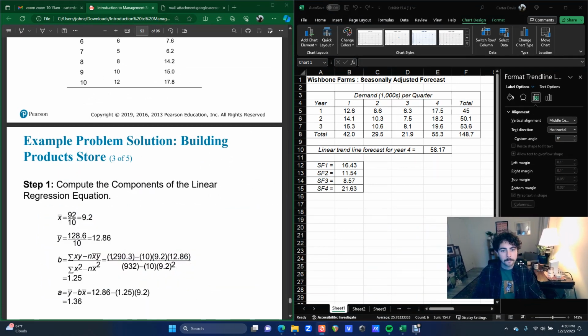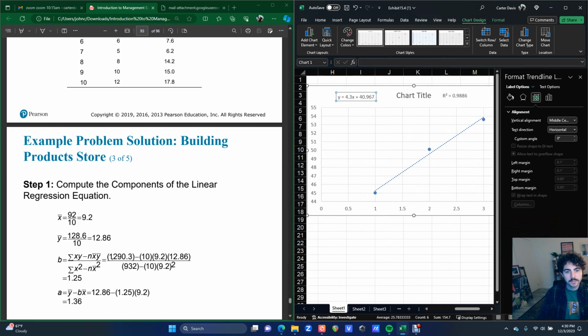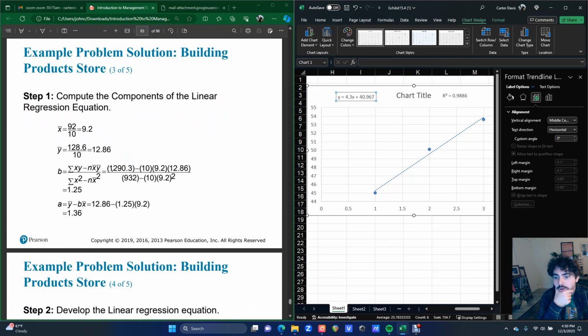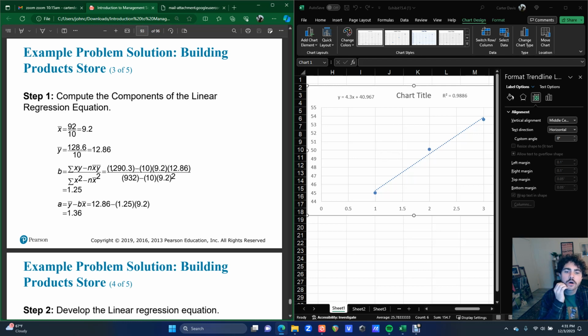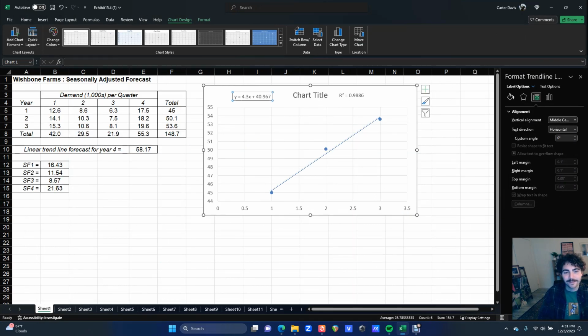Here we go. So we have the line of best fit, the equation of that line, and R squared. They say step 1 is computing the components of the linear regression equation. So this is the linear regression equation, and we should see these values roughly here. So what do we have here? We have that B is 1.25 and, oh wait, sorry, this is the wrong one, that's for the next example. Forgive me. I forgot what I was doing for a sec. Anyway, we have this equation.